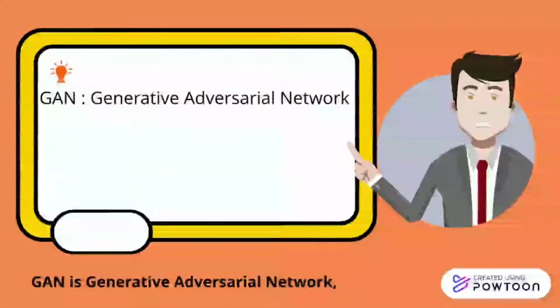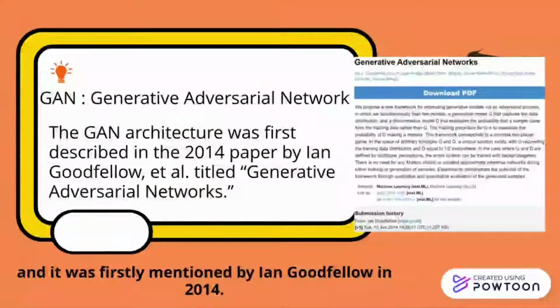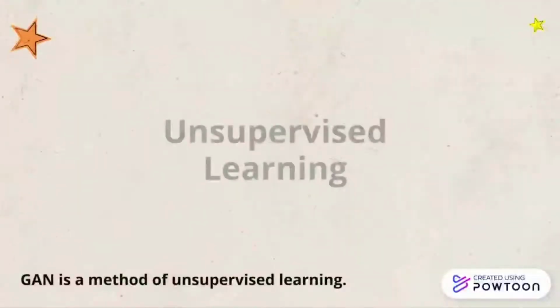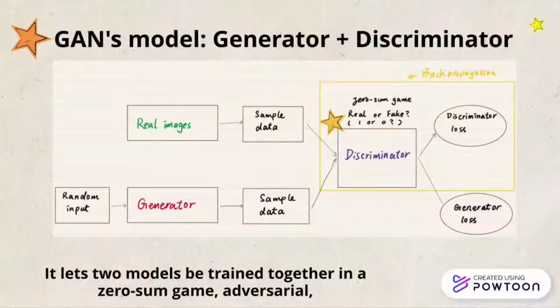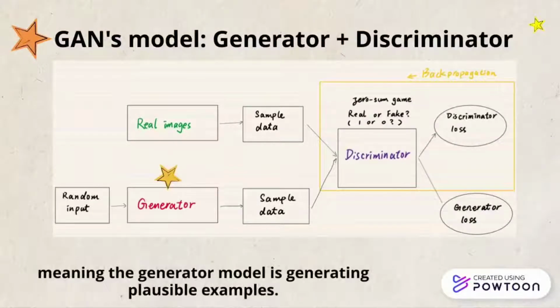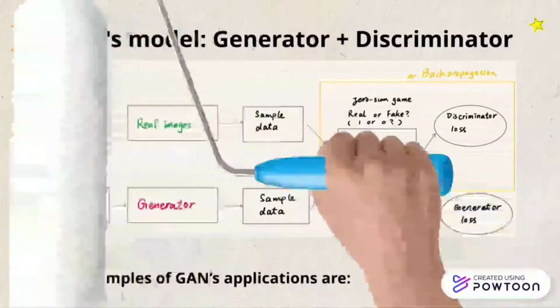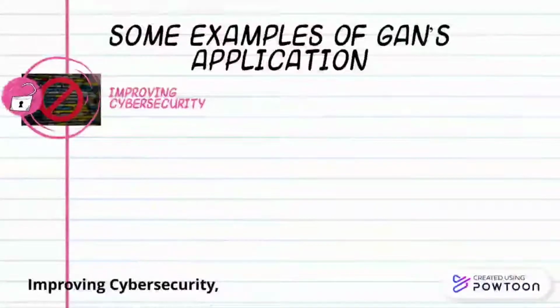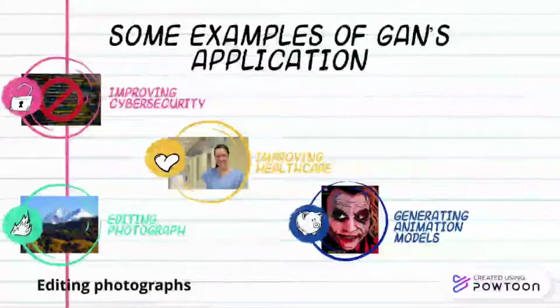GAN is Generative Adversarial Network, and it was first mentioned by Ian Goodfellow in 2014. GAN is a method of unsupervised learning. It lets two models be trained together in a zero-sum game, adversarial, until the discriminator model is fooled about half the time, meaning the generator is generating plausible examples. Some examples of GAN's applications are improving cybersecurity, improving healthcare, generating animation models, editing photographs, and image translation.